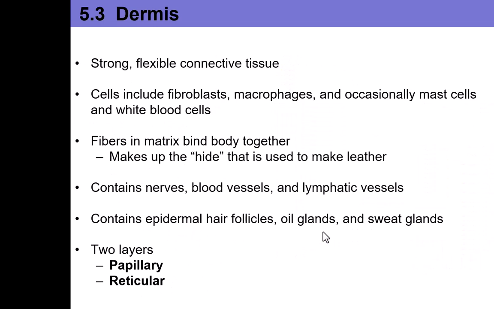The dermis, underneath that, underneath the epidermis, is the dermis. We're talking about connective tissue. So fibroblasts, macrophages, all kinds of other cells you're going to find in here. You're going to find an extracellular matrix. You're going to find nerves, blood vessels, lymphatic vessels, and all of the other structures associated with skin are found in the dermis. Your hair follicles, your oil glands, your sweat glands, all within the dermis.